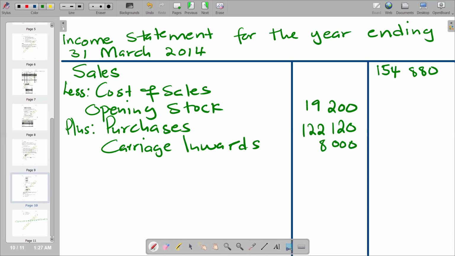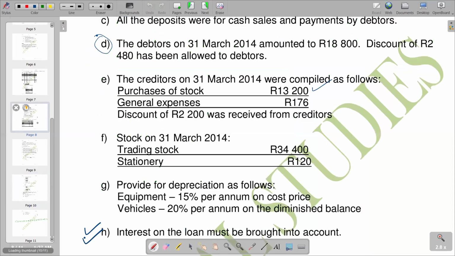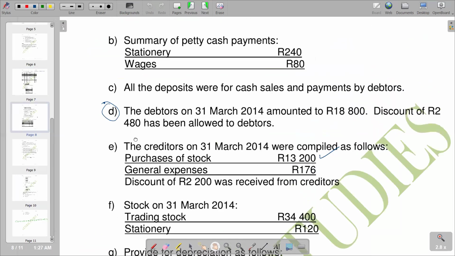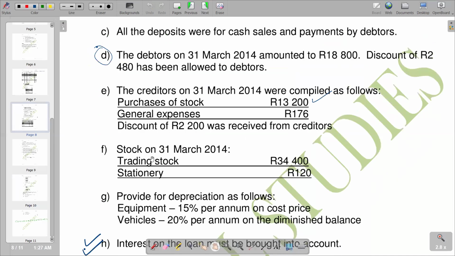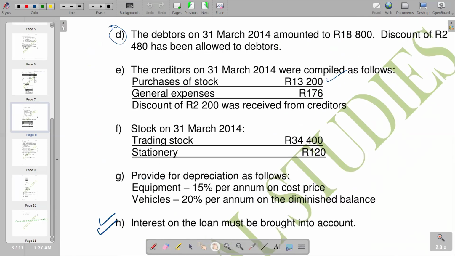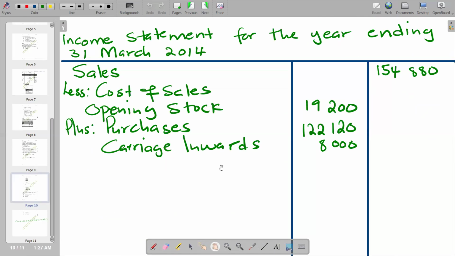Then after our carriage inwards, I'll check if we've got items like import duties or customs duties, depending on the information given. We can also refer to our bank transactions to see if we've got any. If you don't find anything, you go to the extra information again and check. If you've got any information about customs duties or carriage inwards and see that we have nothing, in that instance we proceed from carriage inwards, and then we less our closing stock.